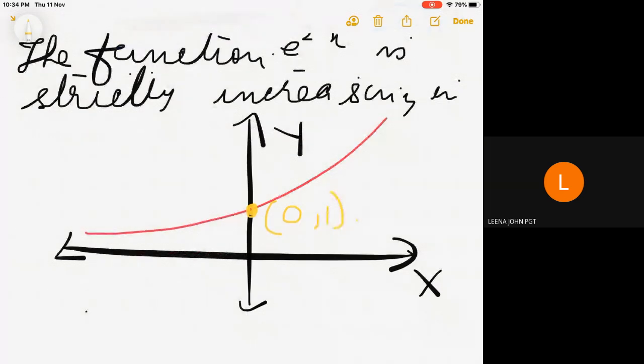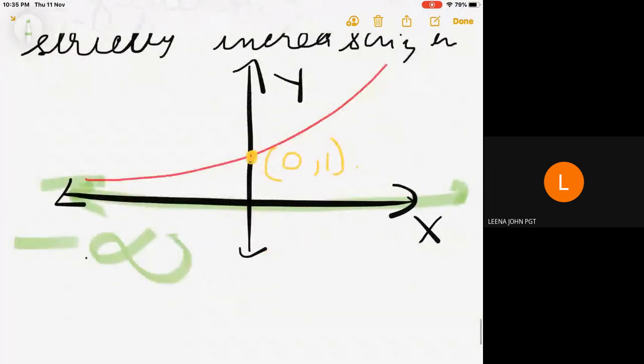The domain of this function is all real numbers, and it is strictly increasing. Its tangent is never parallel to the x-axis. It is coming nearer and nearer to the x-axis, but f dash x is never equal to 0. So it is strictly increasing in minus infinity to plus infinity.